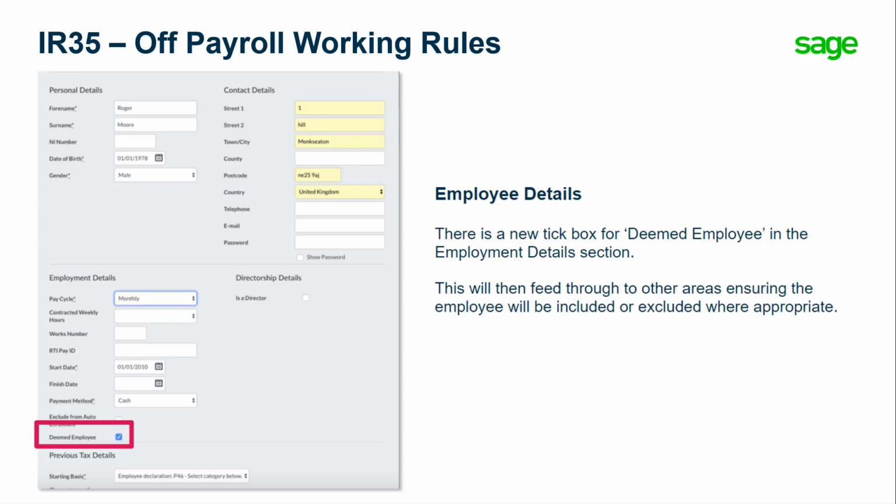To enable deemed employee, you'll need to go to the employee section, and when creating an employee, you'll need to enter the information as you would. There is now a new tick box, deemed employee. This will then feed through to other areas, ensuring the employee will be included or excluded where appropriate. Let's take a look at where that is.